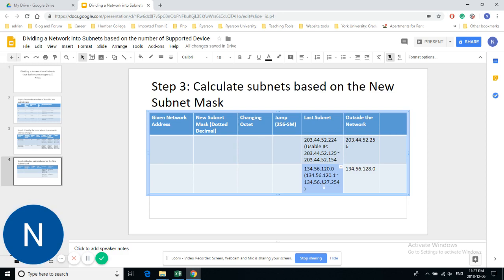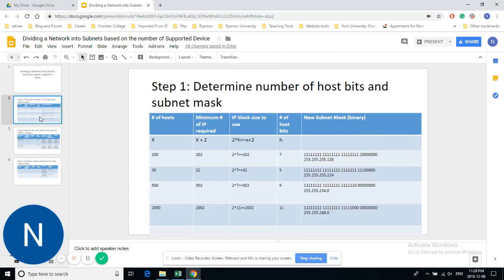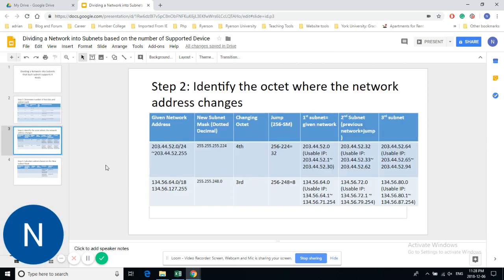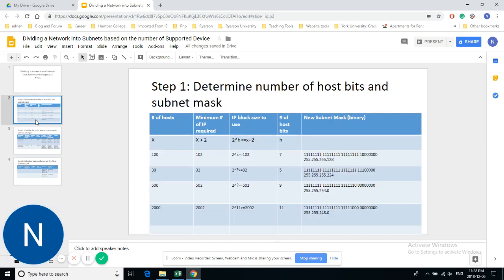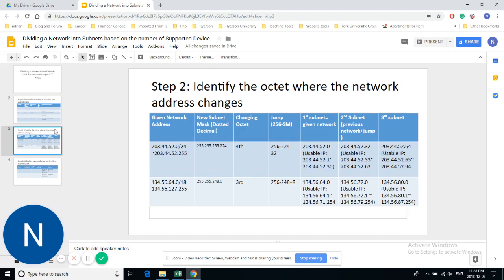All right. I hope you got these examples. You can make up your own examples by taking different network addresses and different number of hosts and try to solve the problem. If there is any error in this process, please let me know. I hope there is no error, but this is the process.